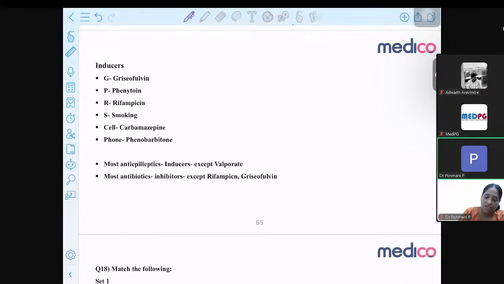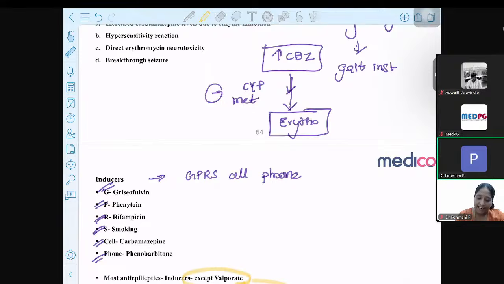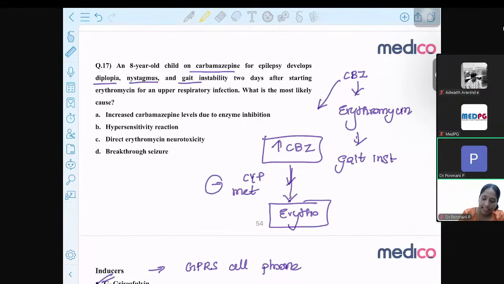It can be remembered with the help of a mnemonic, which is GPRS cell phone. G stands for griseofulvin, P stands for phenytoin, R rifampicin, S smoking, C carbamazepine, and P is for phenobarbital. Remember, all the anti-epileptics are inducers, except one anti-epileptic, which is valproate. And all antibiotics are inhibitors, except two, which are rifampicin and griseofulvin. So the right answer here is increased carbamazepine levels due to enzyme inhibition.